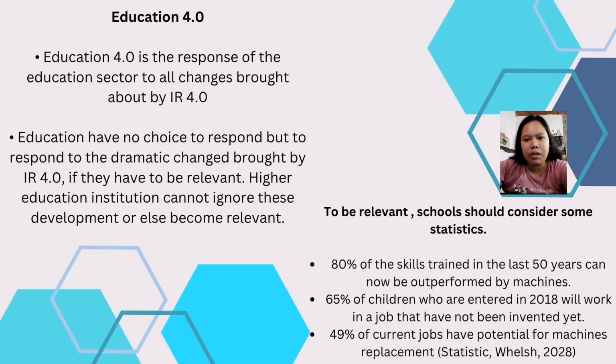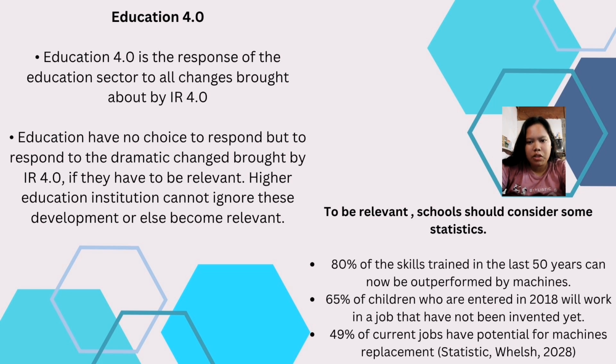80% of skills taught in the past 50 years can now be done by machines. So traditional training may no longer be useful. Education must focus on teaching what machines can't do, like creativity and emotional intelligence. 65% of children entering school in 2018 will work in jobs that don't exist yet. So education must prepare students to adapt, learn new skills, and face the unknown.